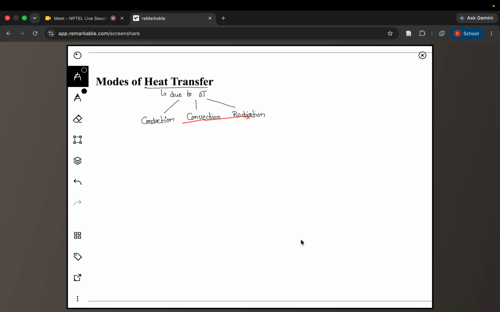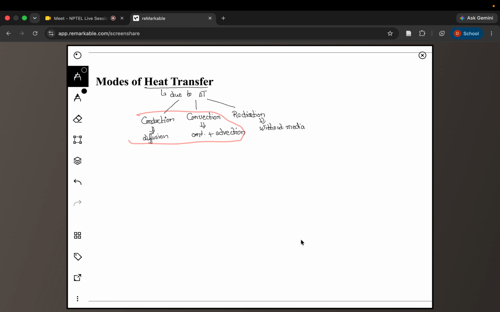In conduction, essentially, this is a diffusion process. Convection is essentially conduction plus advection. So we'll have a bulk fluid motion that will transport the heat energy. And radiation is without any medium, it is through electromagnetic radiation. For this particular course, we will skip the radiation, so we'll be only dealing with conduction and convection.